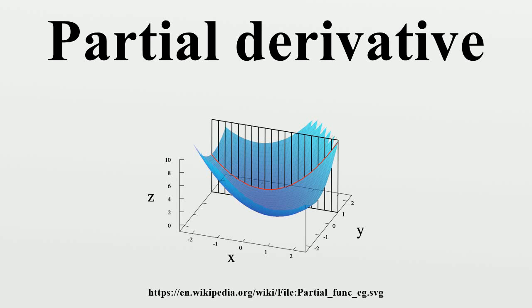In mathematics, a partial derivative of a function of several variables is its derivative with respect to one of those variables, with the others held constant. Partial derivatives are used in vector calculus and differential geometry.